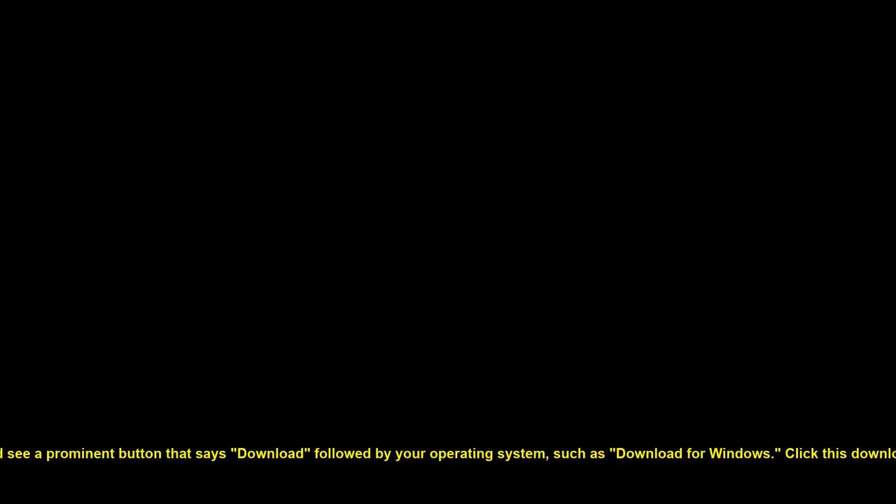The site typically detects your operating system automatically. You should see a prominent button that says Download followed by your operating system, such as Download for Windows. Click this download button. Your browser will initiate the download of the Git installer file.